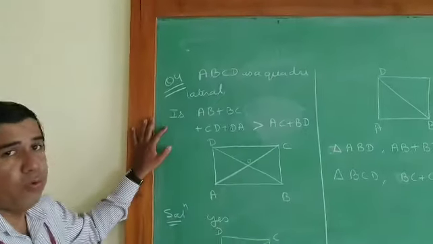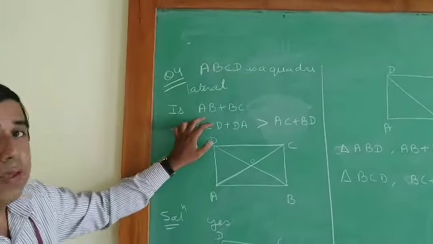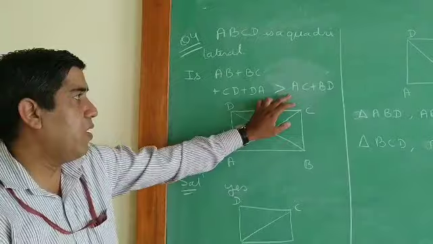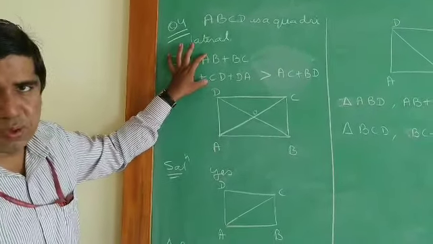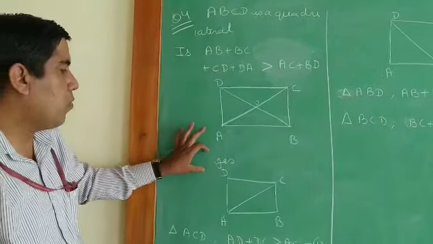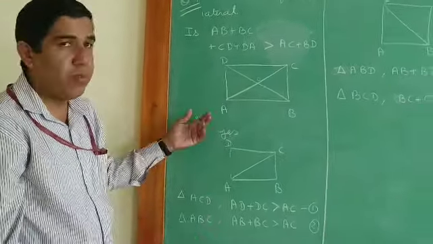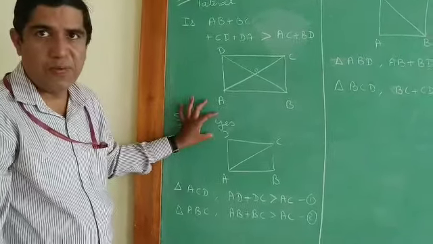Now question number 4. ABCD is a quadrilateral. Is AB plus BC plus CD plus DA greater than AC plus BD? They have asked here. Is means it is a question. So we have to give the answer. I am giving the answer yes. If it is yes, then I have to prove. If it is no, then I have to give some example why it is no. So I am saying yes and I am giving the solution.